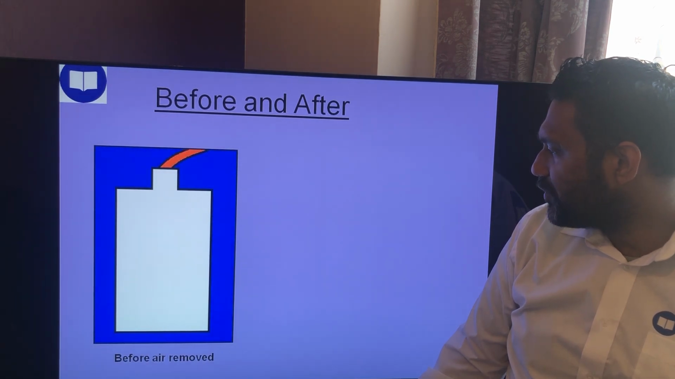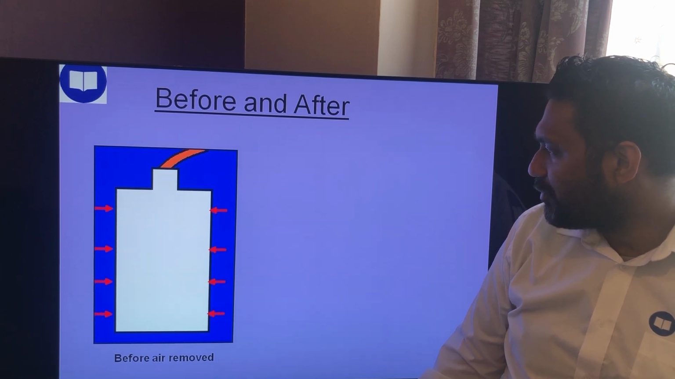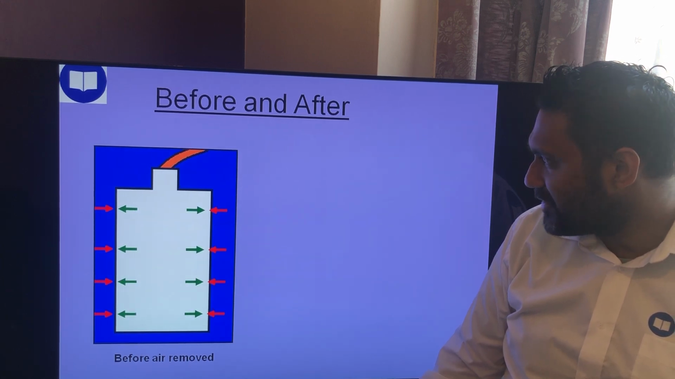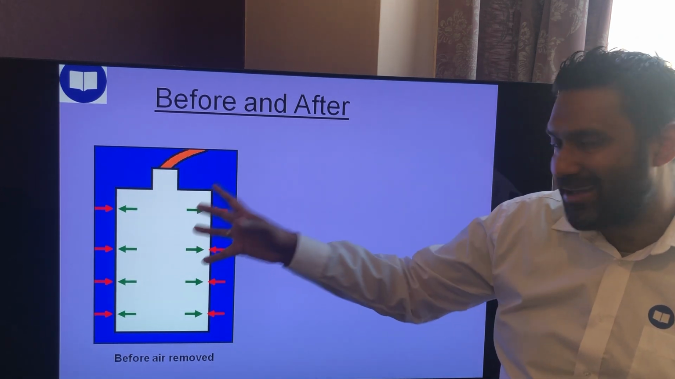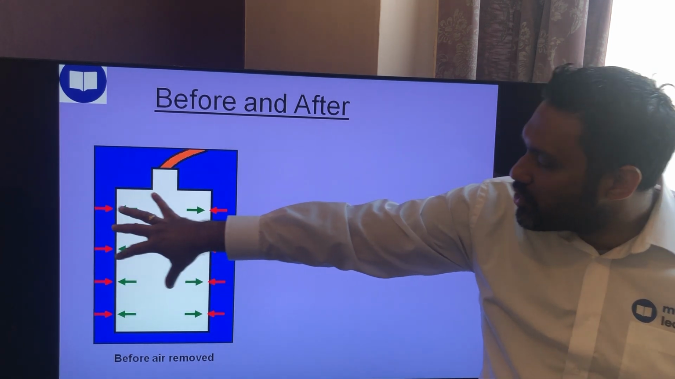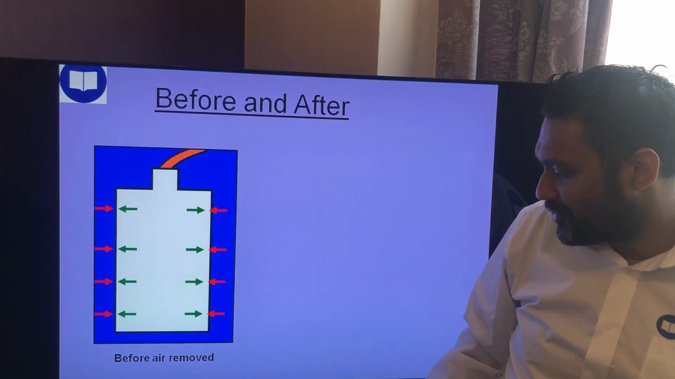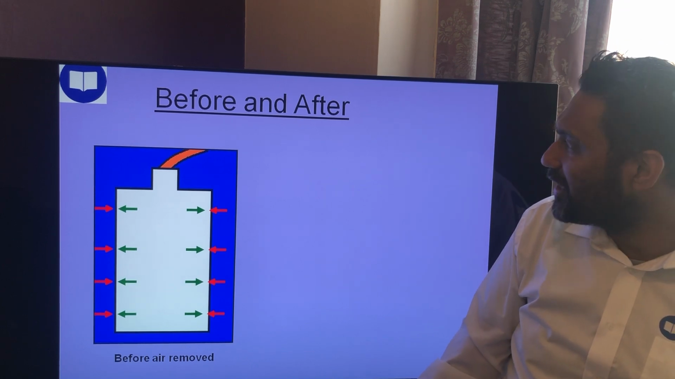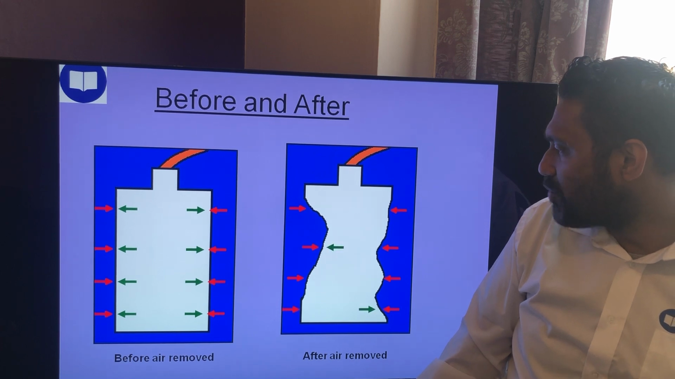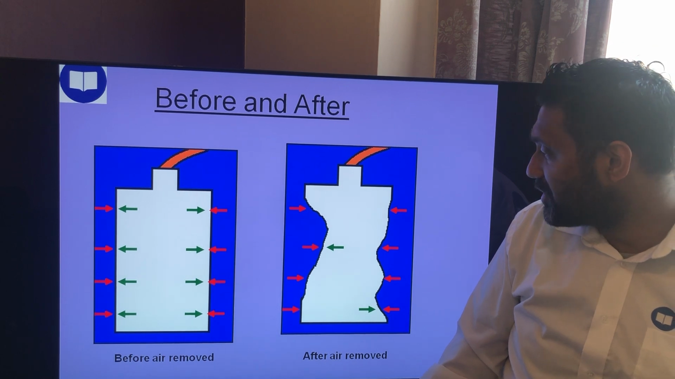Before the air is removed, and then after, as you take the air out, the air pressure starts to push on the can. At the beginning, while there's air still inside, the gas pressure is pushing against the can. The air pressure from the outside is also pushing against the can. They're equal, so they're in equilibrium. The forces are equal, so it stays in that shape. Once you remove the air, the pressure outside is greater than the pressure inside, so the force of the air pressure collapses and crushes that can.